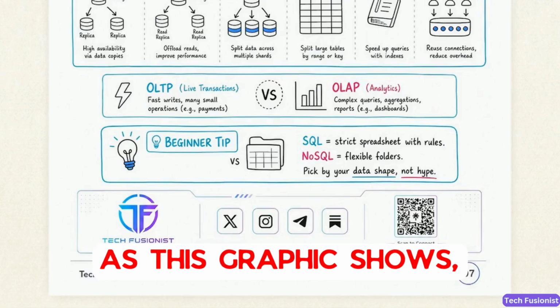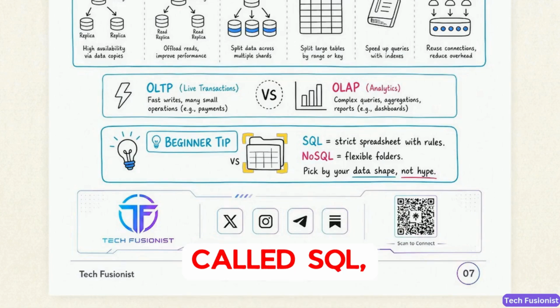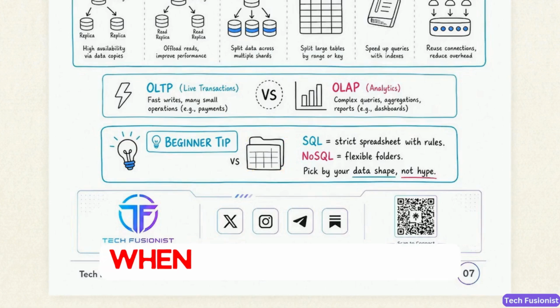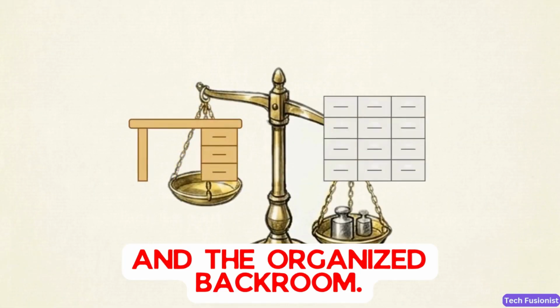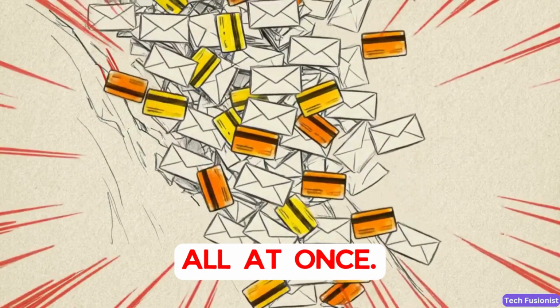As this graphic shows, we can store data in strict, highly organized spreadsheets called SQL, or in more flexible folders called NoSQL. Apps feel fast when developers find the right balance between the quick access desk and the organized back room. Now imagine millions of these requests happening all at once.